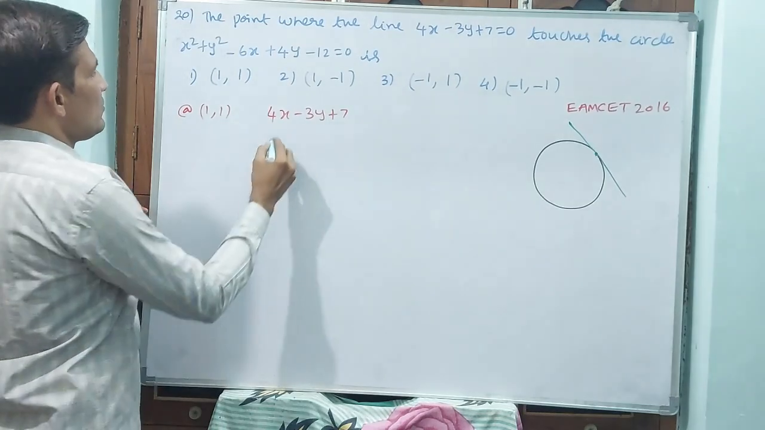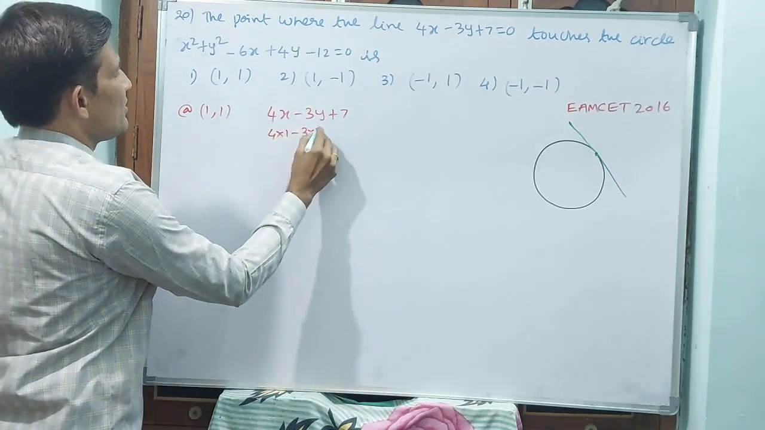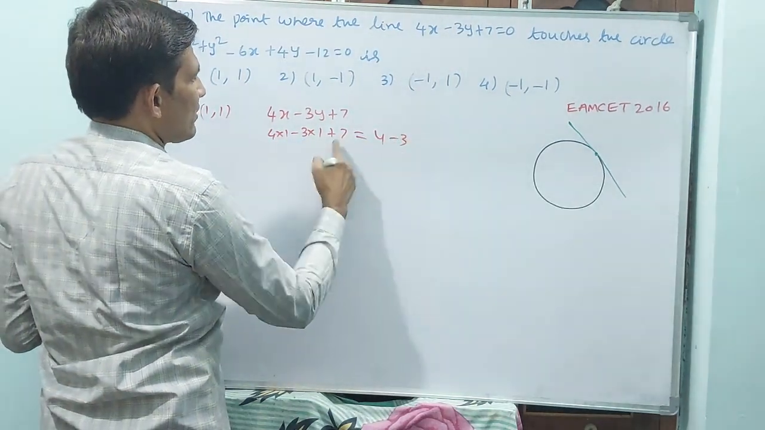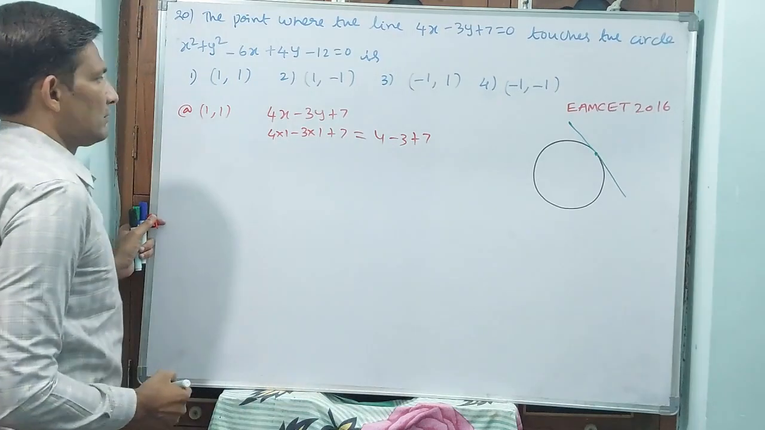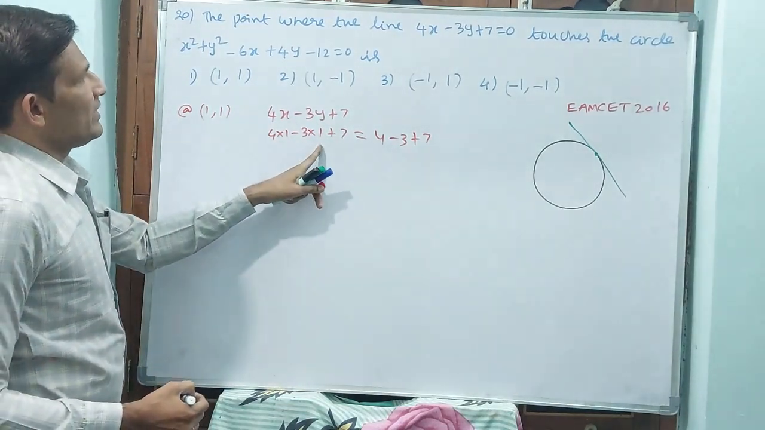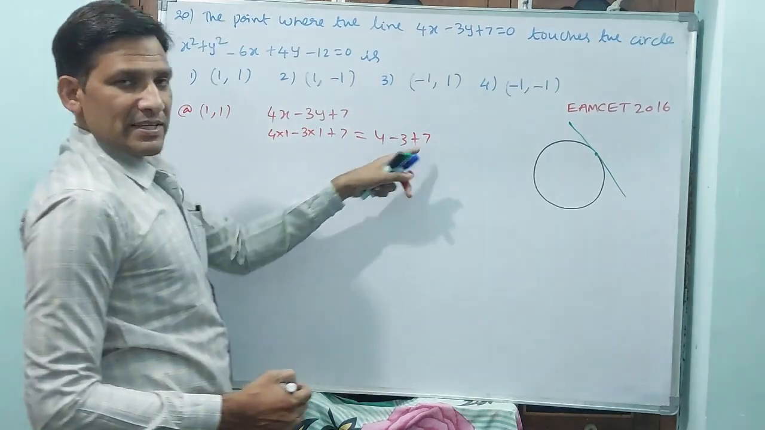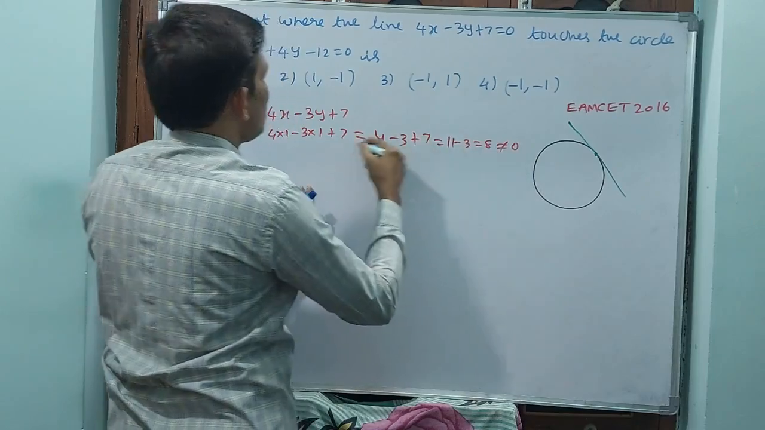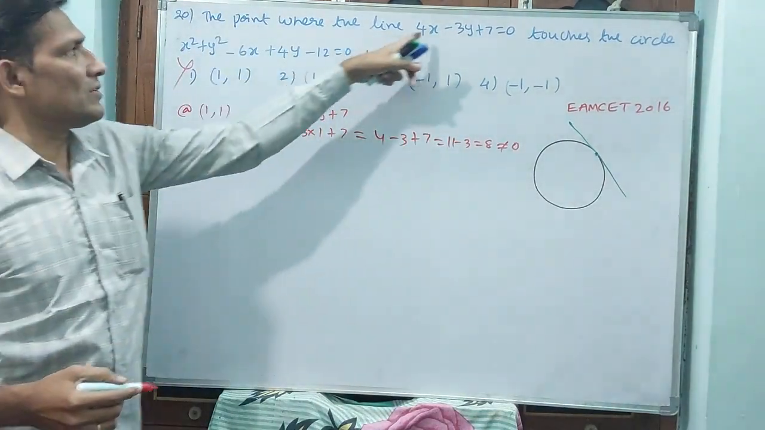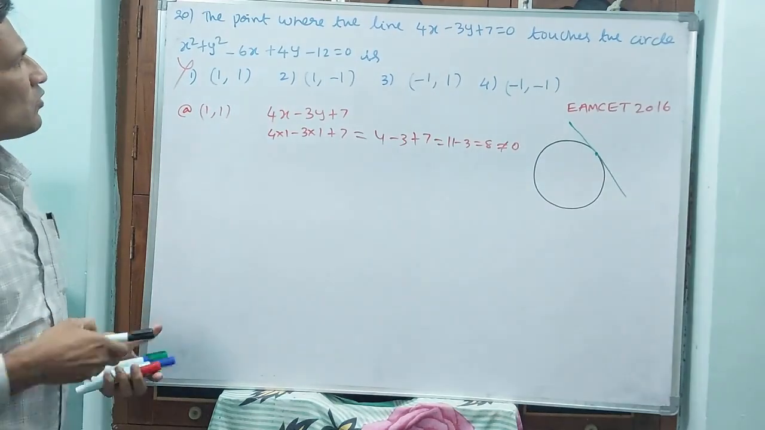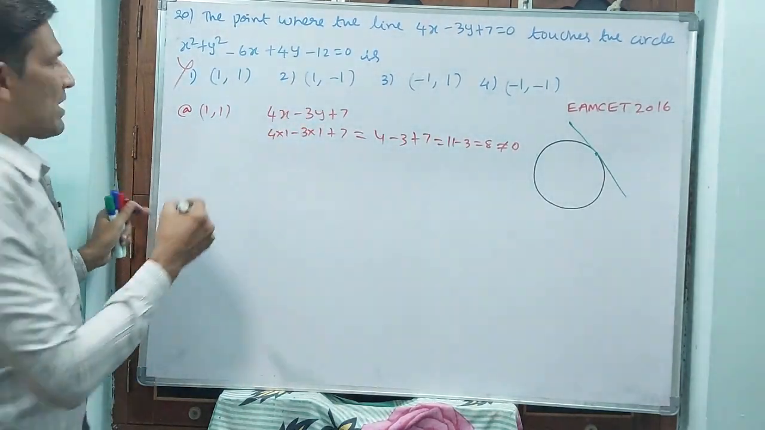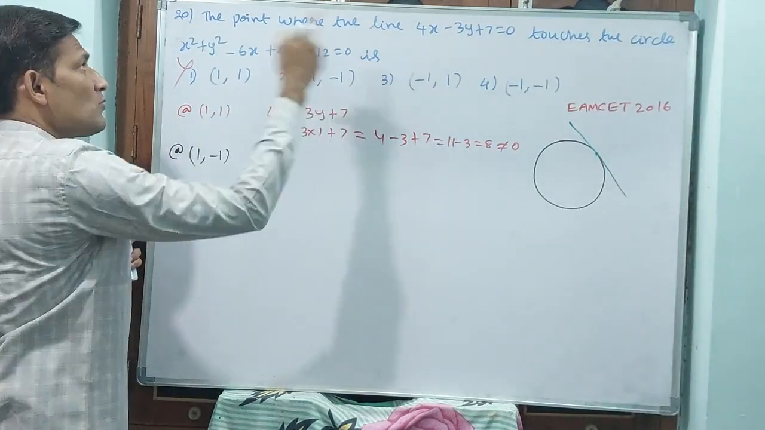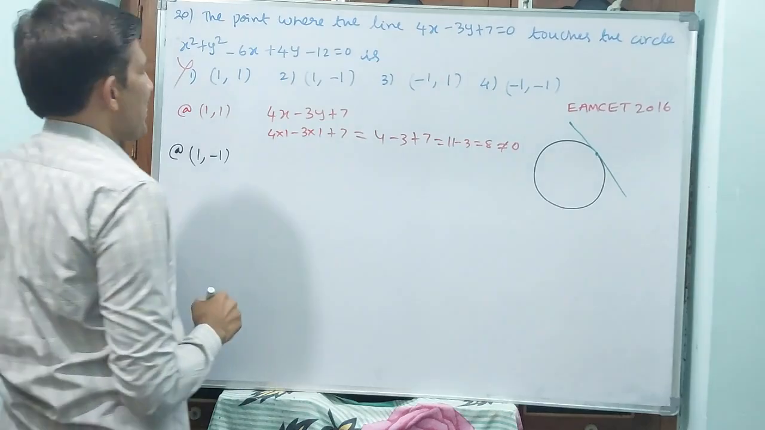That is why I have not written equal to 0. See, 4 into 1 minus 3 into 1 plus 7. That is equal to 4 minus 3 plus 7. You see, 4 plus 7 is 11, minus 3, that is equal to 8. But this is not equal to 0. This point is not correct even for the line. That is why don't go for that point. Go for the second point, 1 comma minus 1. If it satisfies the line, then go for the circle also. Both have to be satisfied.